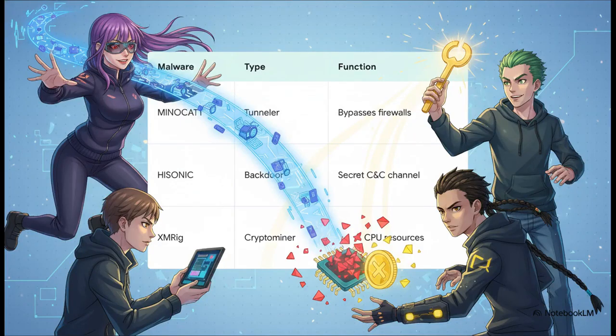And they came ready for a fight with a whole arsenal of malware. We're talking tools like Minocat to tunnel past firewalls, Hisonic to set up secret command and control channels, and of course the infamous XMRig, a program designed to hijack a server's CPU to mine cryptocurrency for them.